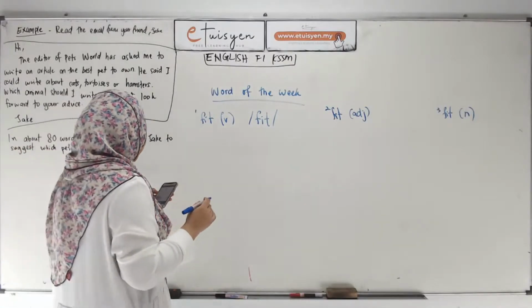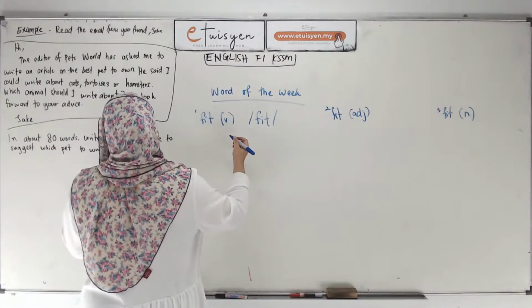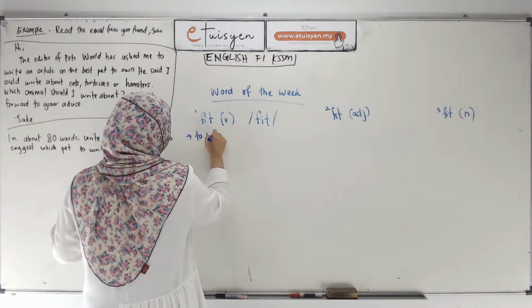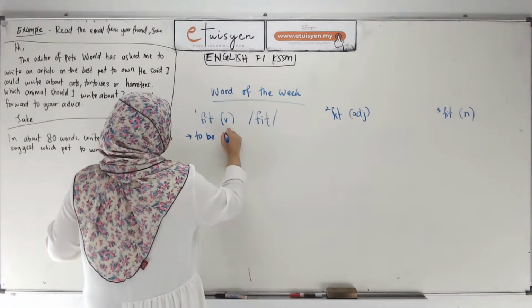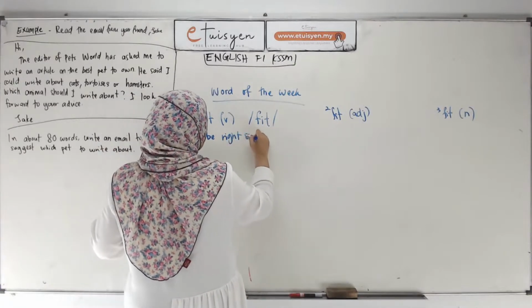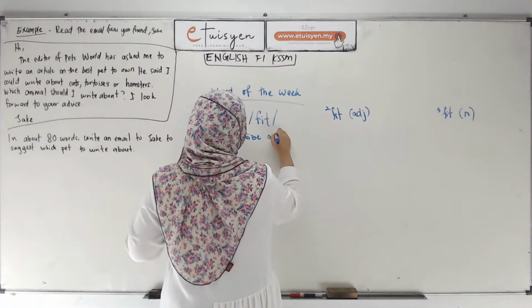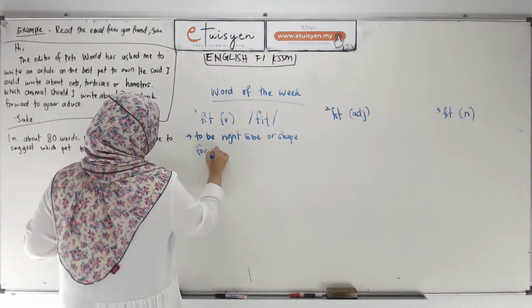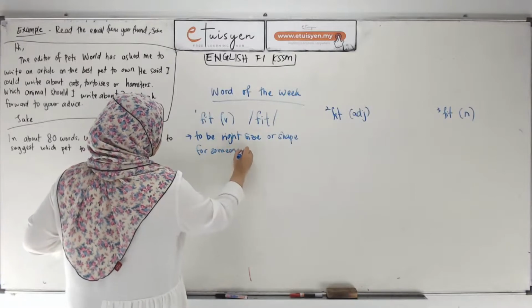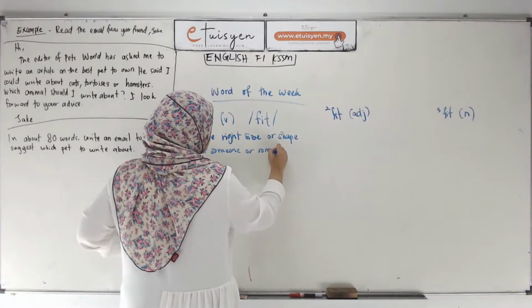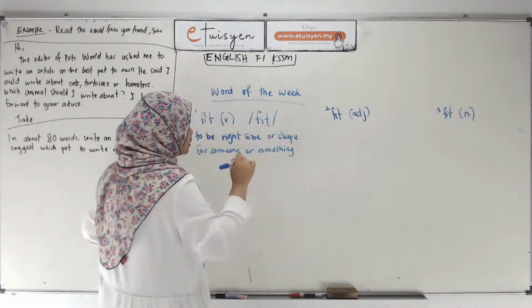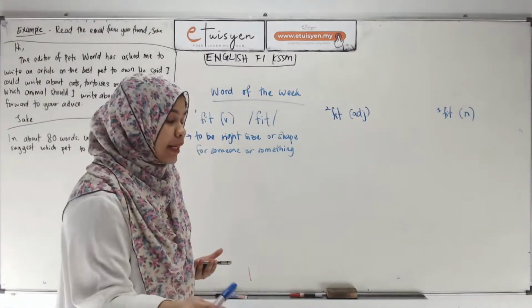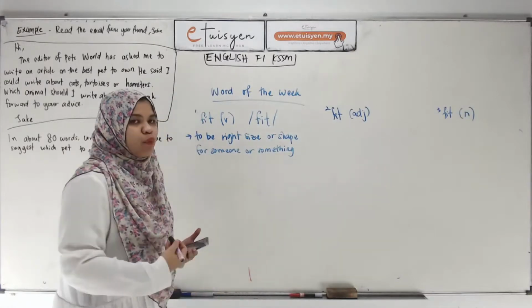The first fit, what does it mean? Here, to be the right size or shape for someone or something. So that's what it means. If I were to translate it in Malay, I would call it muat. Dia muat pakai baju tu.